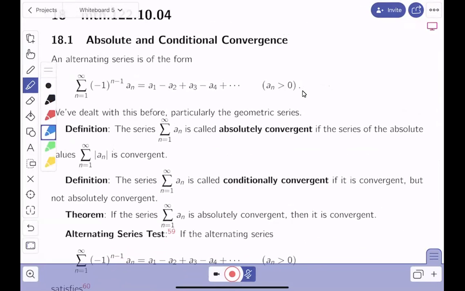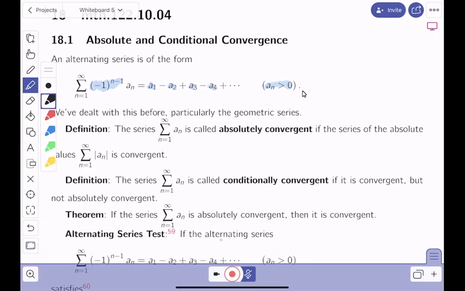Alternating series of the form. Well, what's nice about this over here? It's very similar to what you did in Math 120. So you've seen something like this where a_n is some term and those terms are greater than zero. They're positive terms. So what do you get? a_1 minus a_2, a_3 minus a_4, and so on.